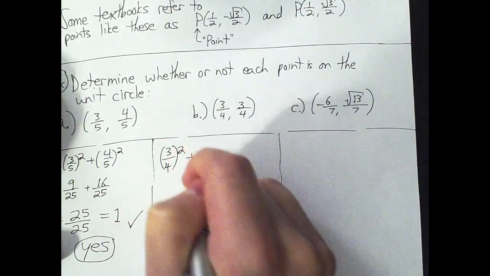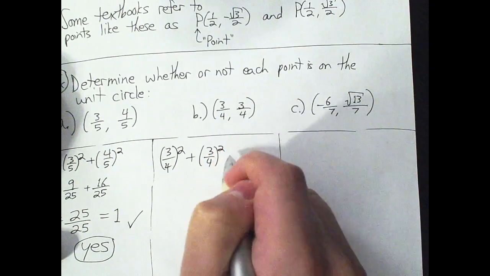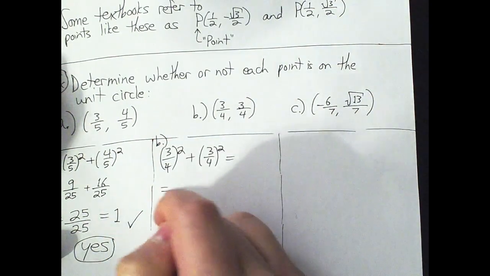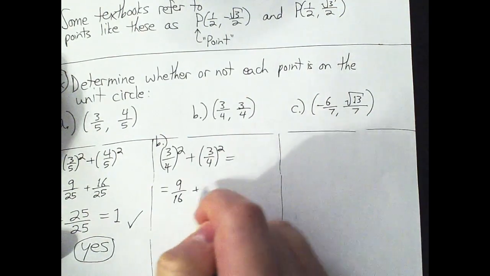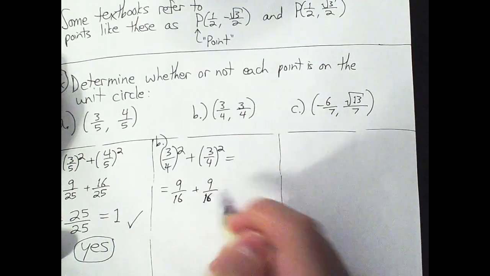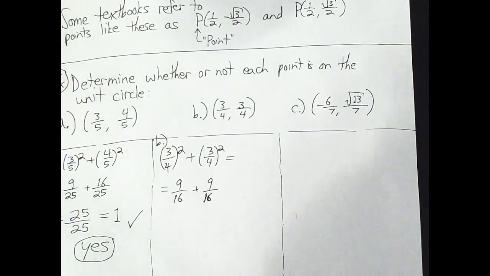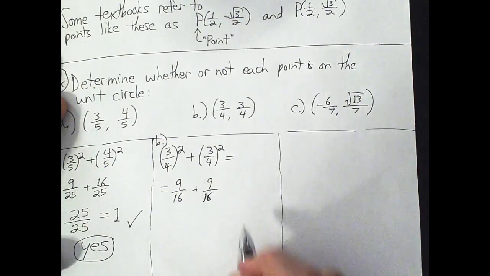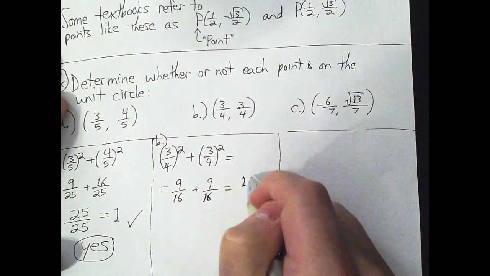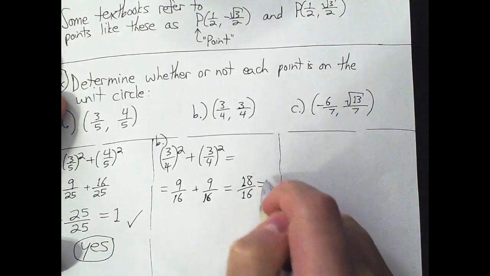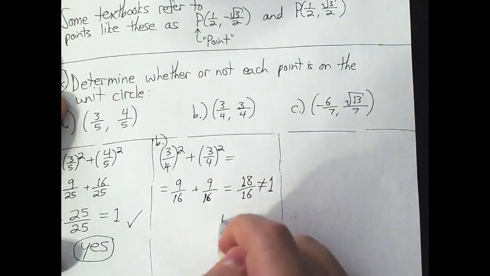(3/4) squared plus (3/4) squared. We're going to see if that equals 1 or not. Okay, square the top, square the bottom. In some of these problems, you'll already have a common denominator. In some problems, you might have to make one. But yeah, 9 plus 9 gets added, we get 18 over 16. Uh-oh, that does not equal 1. So the answer is no.